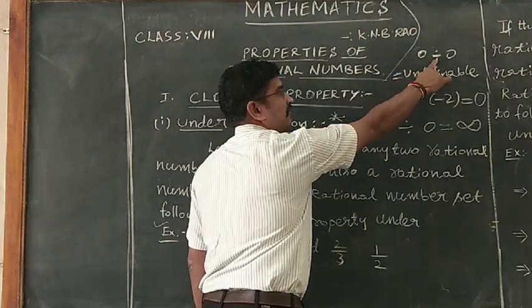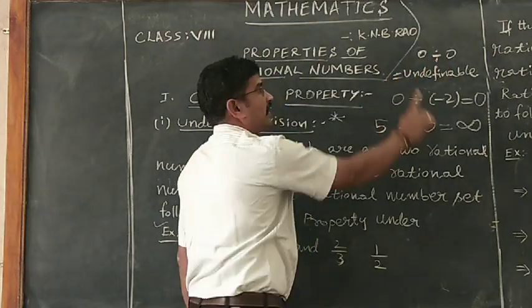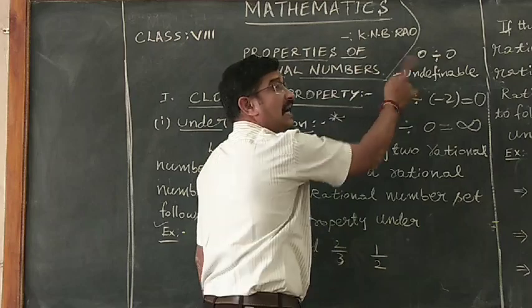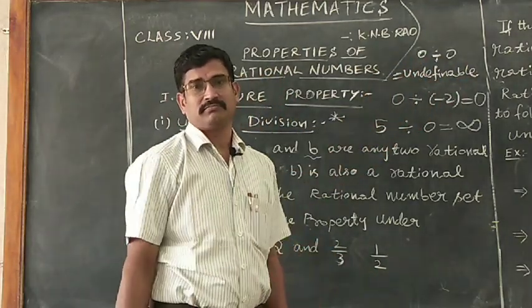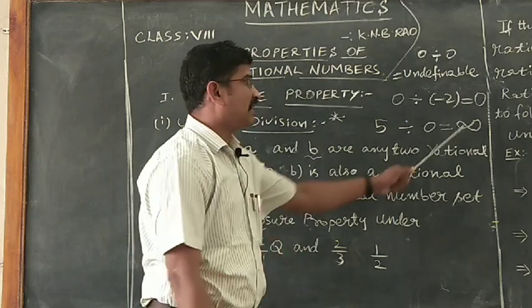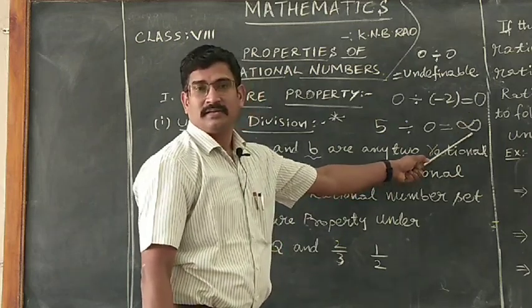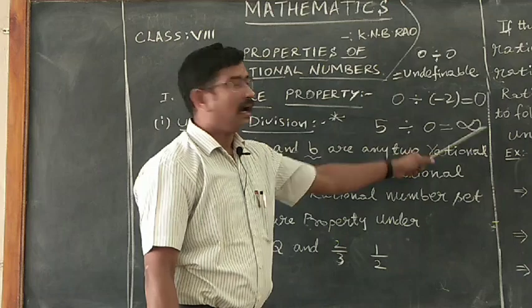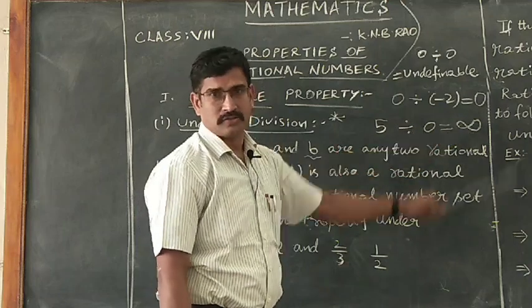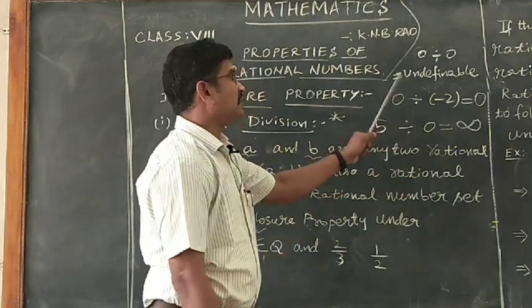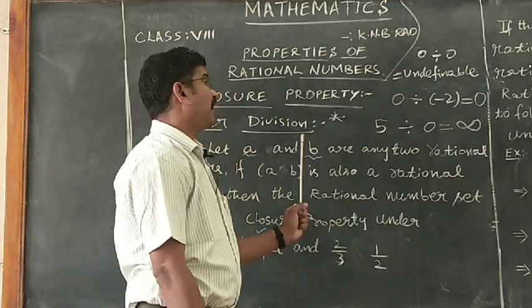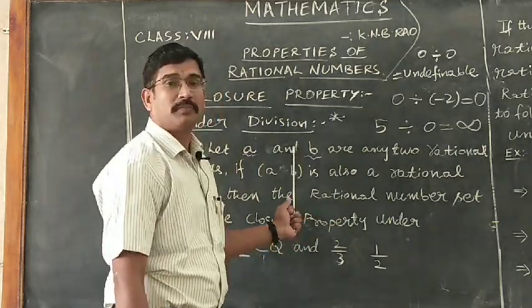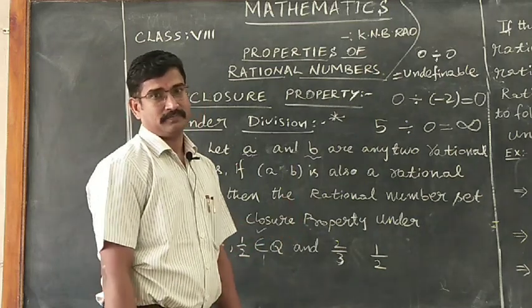0 when it is divided by another 0 gives us undefinable. Undefinable means which we cannot say. We cannot say that it is infinity and we cannot say that it is 0 also. So, these three conditions you should remember. Knowing these three conditions, we have to go for defining closure property under division.